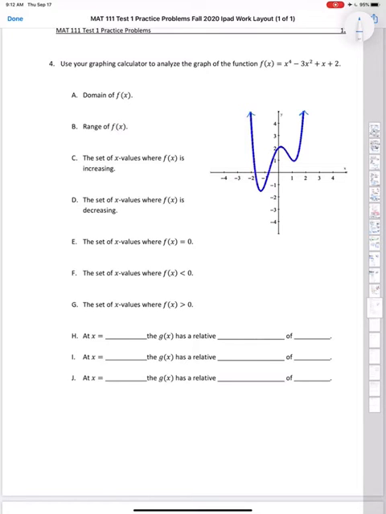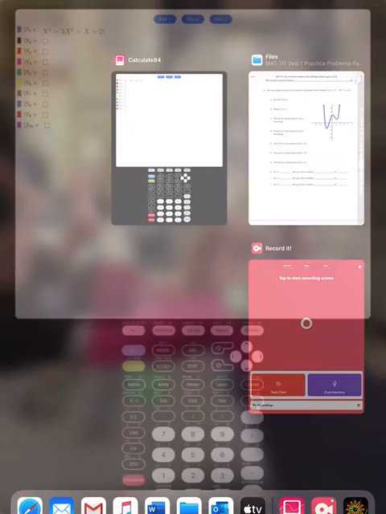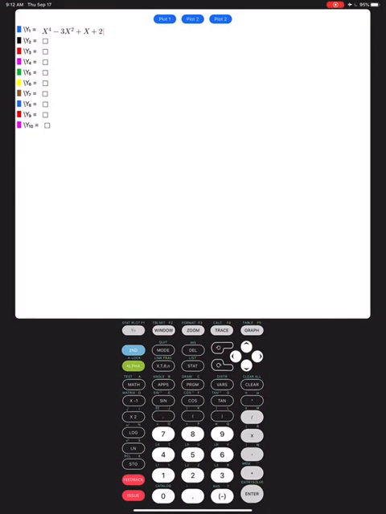And I'll pull up my version of the TI-84 up here. And then hit your Y equals button. In your Y equals, you can type in x to the fourth power minus 3x squared plus 2. I'll put it in Y1, and I'll graph it in blue color here on the TI-84 app version that I'm using. With that said, let's go get a graph of it.